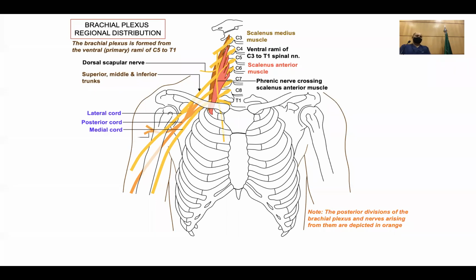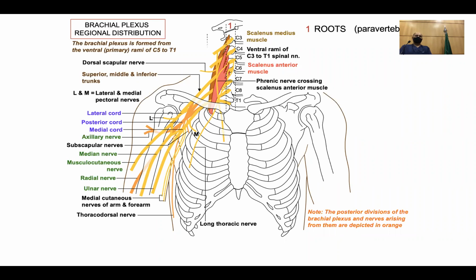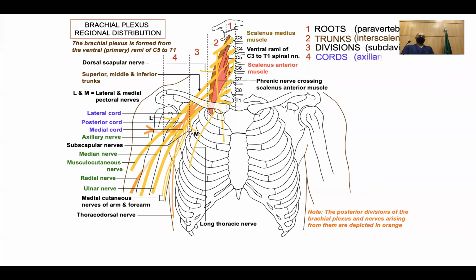So now these things are there. There are various branches which we have talked about. These are in the real situation. Are we good so far? So these are just the labels of the same things we have talked about. So I'm just marking the roots. You can see the level of the roots. You can see the trunks. Can you see these numbers 1, 2, and 3, 4? Trunks, divisions, cords, and then the main branches.